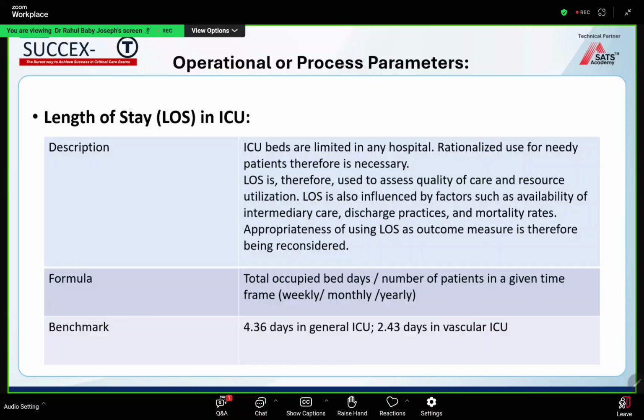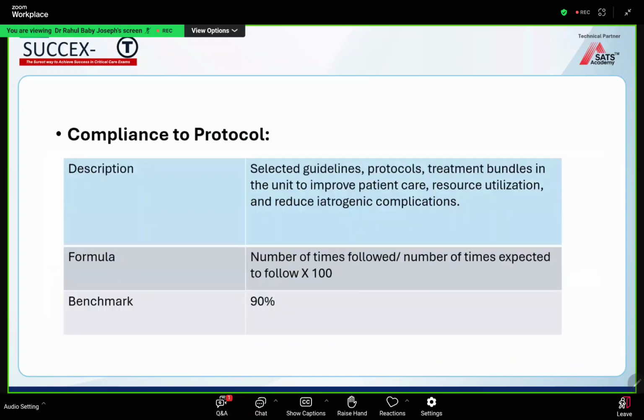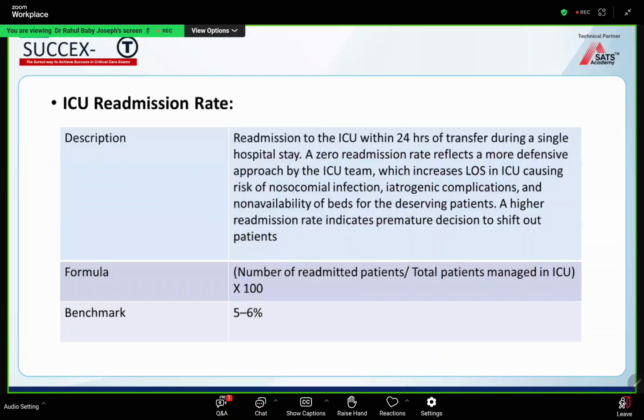So this parameter also should be interpreted carefully. Different benchmarks are there in different ICUs. These data are from US studies, which is given in our ISCCM ICU manual. And next is compliance to protocol. You are expected to have compliance to selected guidelines, protocols, and treatment bundles. Around 90% compliance is expected.